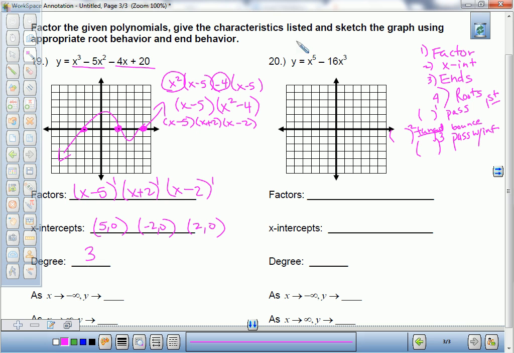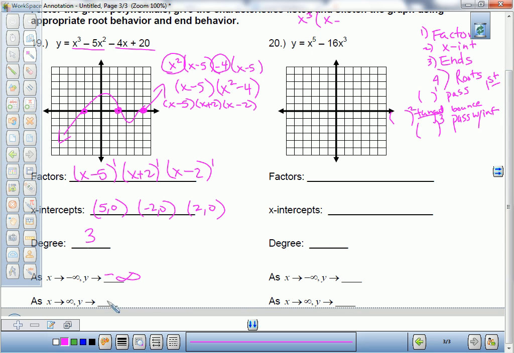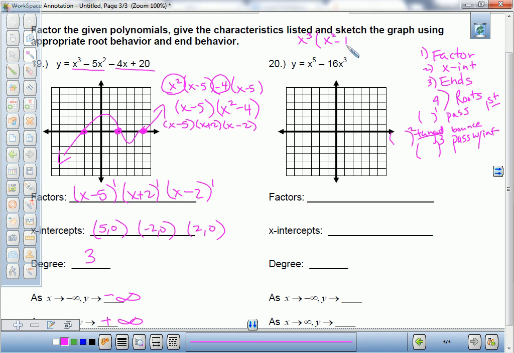Okay, so we factor, and then we get our x-intercepts, and then we look at those ends. What's happening at the ends? So this is a positive leading coefficient, and it has a degree of 3. What do the ends look like if it's an odd degree and a positive leading coefficient? This one goes up, this one goes down. So it's just like a line with a positive slope. This end goes down, this end goes up.